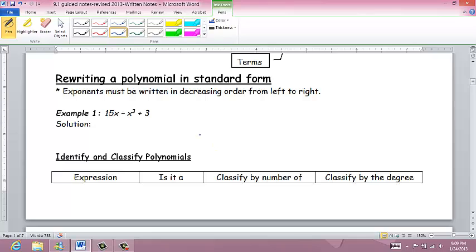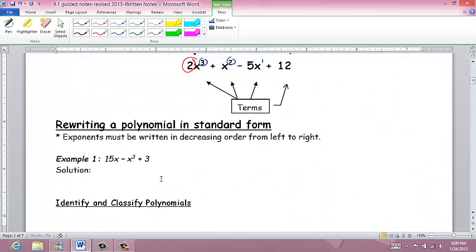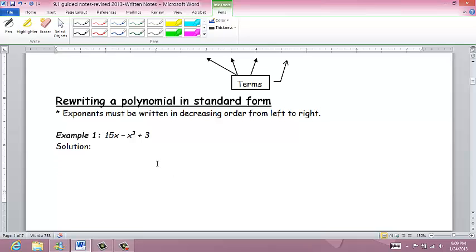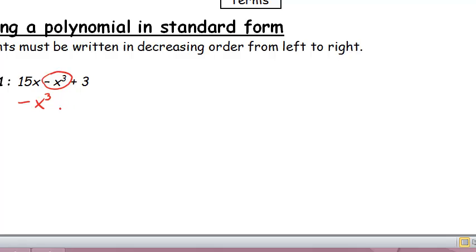Now, as we just talked about here, okay, how do we write them in standard form? Well, basically what we look at is the degree of each term. And we want to start with the highest degree. Okay, and remember, the exponents must be written in decreasing order from left to right. So in descending order by degree. So this is the highest degree 3. So that would have to be first. But remember, always take the sign to the left of the term. So the sign to the left is negative, so we would say negative x to the third.